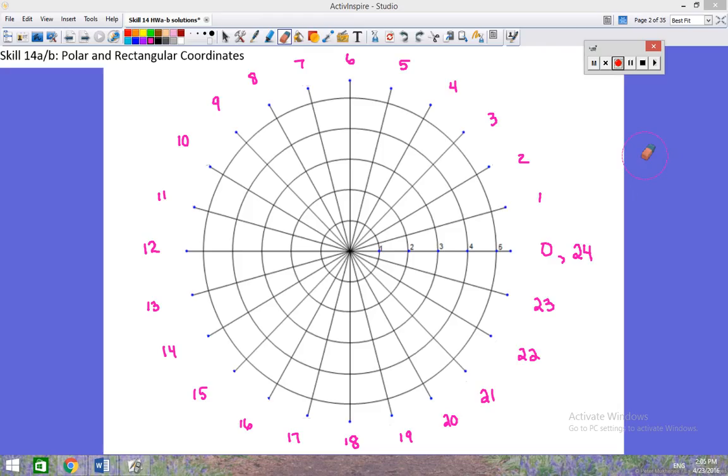Alright, I thought I'd go through the solutions on this Skill 14 and see if I can help anybody. The answers are posted on that Khan website, but I thought I'd give a detailed explanation of how I got these. So we see in the first few problems that we're given a polar graph.